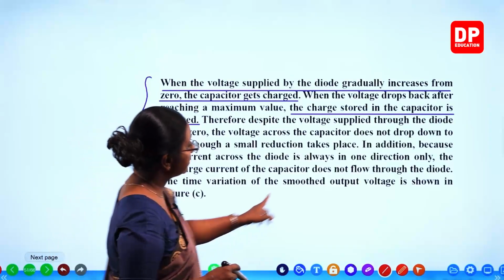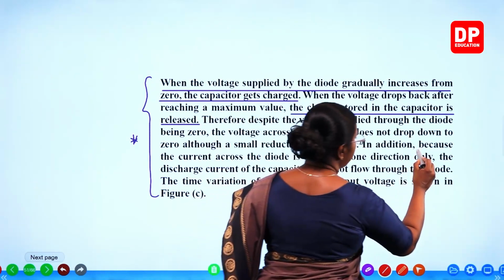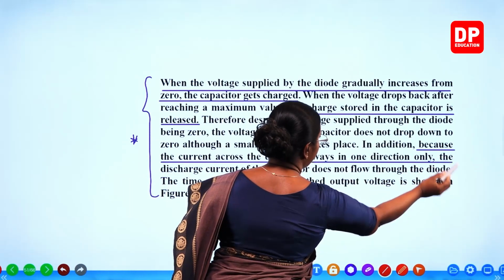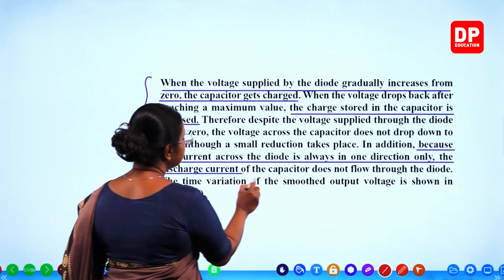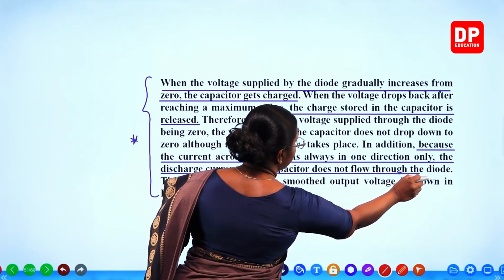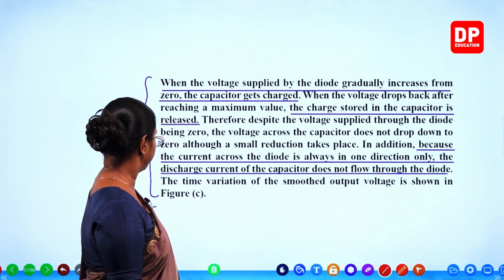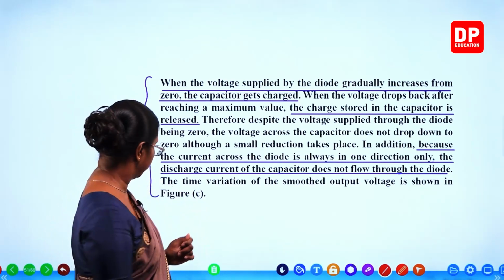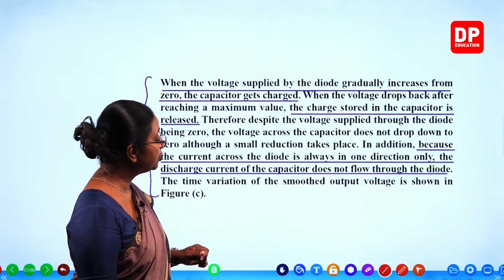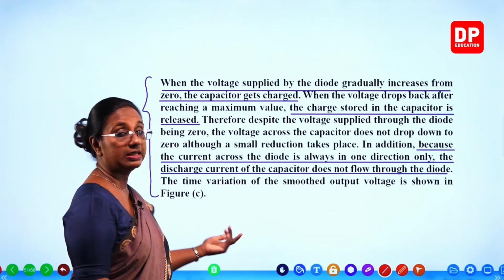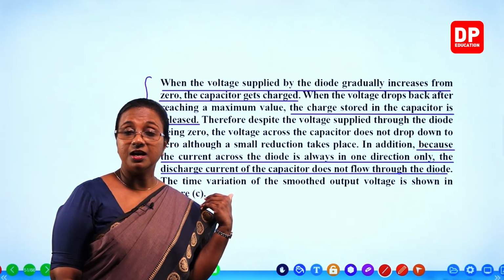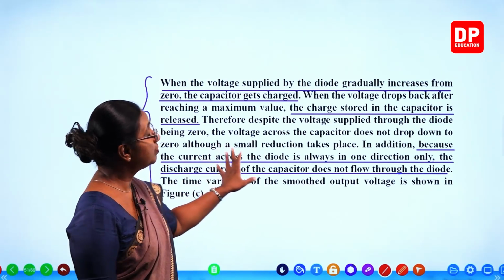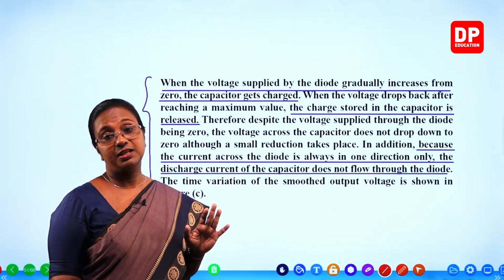So here you can see, in addition, because the current across the diode is always in one direction only, the discharge current of the capacitor does not flow through the diode. The time variation of the smooth output voltage is shown in figure C. That is the figure that I drew before. Is that clear, students? So this is smoothing of half wave rectifier.